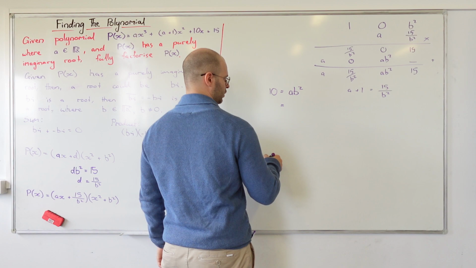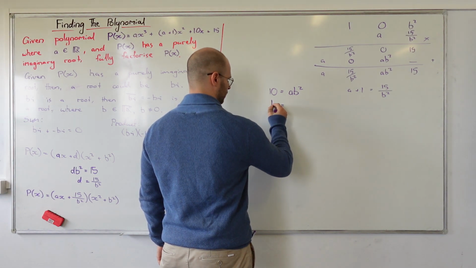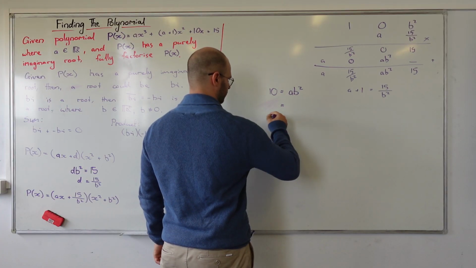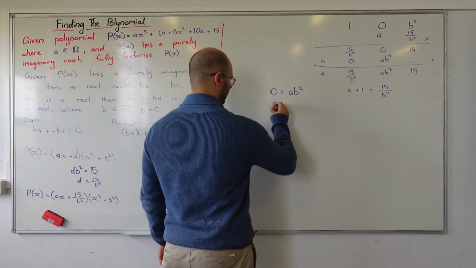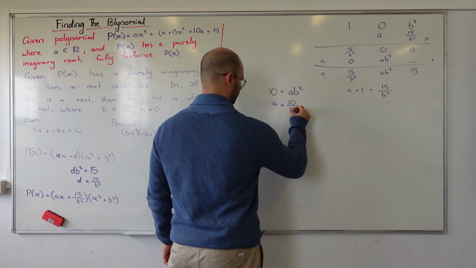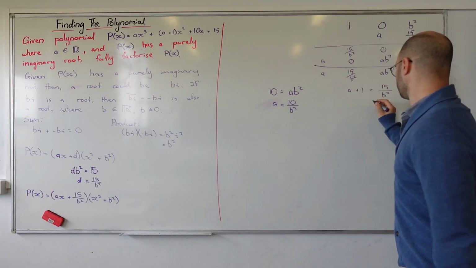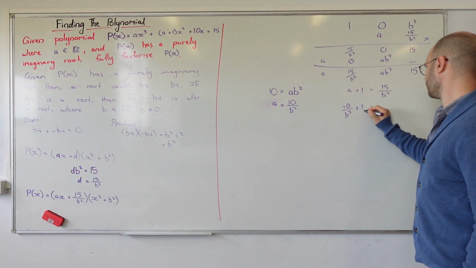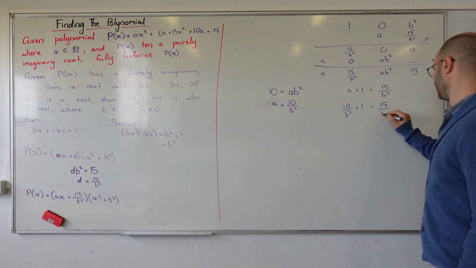B squared. You want to sub in for b squared? No, sub in for a. Okay, sub in for a. So a is going to be 10 over b squared. Because of that, we're going to get 10 over b squared plus 1, equals 15 over b squared.